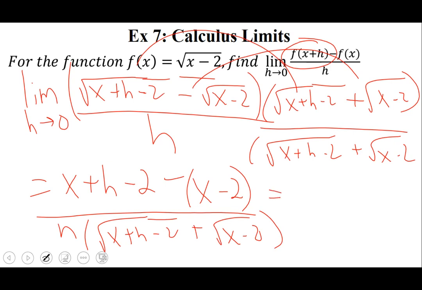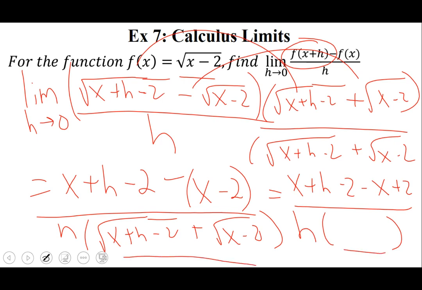So speaking of things canceling, let's make sure we do it in an organized fashion. In the numerator, x plus h minus 2, distribute the minus. That is going to be equal now to h over this entire thing. As you go to reduce, do it carefully. So x minus x cancels. Negative 2 plus 2 cancels. This h over this h cancels. And now we're almost ready for the final step. So everything in the numerator canceled, which means there's technically a 1 there.